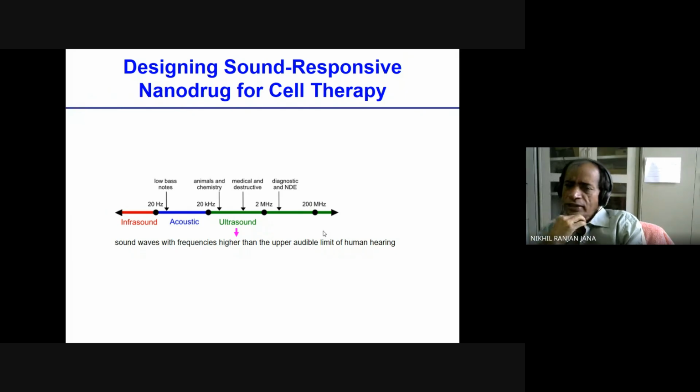We can also design nanodrugs that are sound responsive. We can use ultrasound for various therapeutic purposes. This is therapeutic ultrasound. It doesn't destroy our normal cells, but if we have nano drugs that are sound responsive, they can do some therapies without disturbing normal cells.